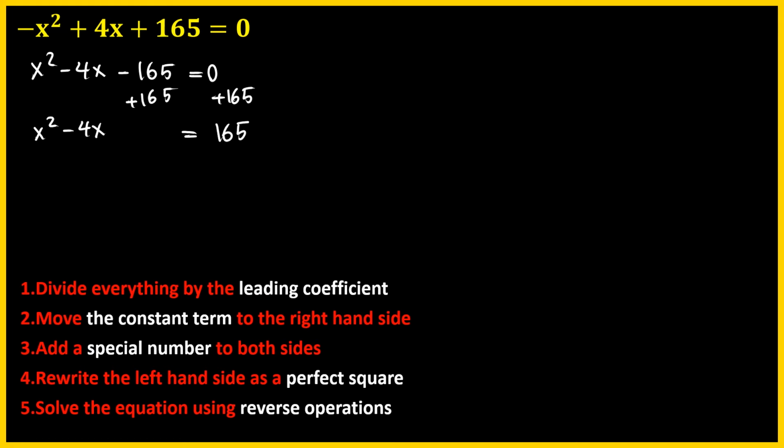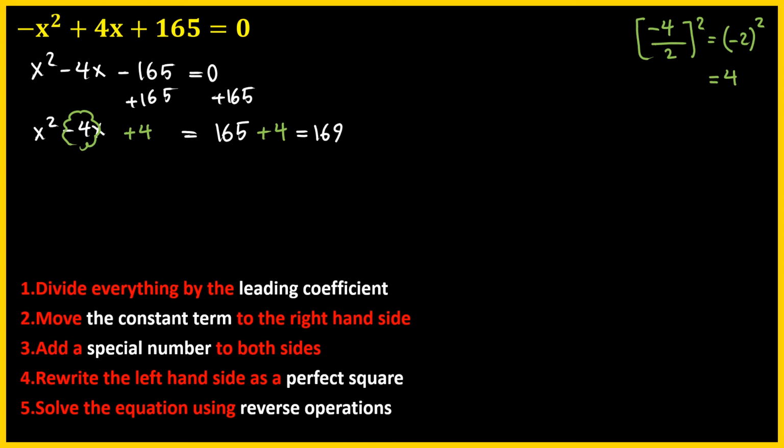In the third step, we need to add a special number to both sides. We can always find the special number by taking the middle coefficient, the coefficient of x, in this case negative 4, and then dividing it by 2, and then squaring it. So negative 4 divided by 2 is going to equal negative 2, and negative 2 squared is going to be 4. So we need to add 4 to both sides. So we have x squared minus 4x plus 4 equals 165 plus 4, which is 169.